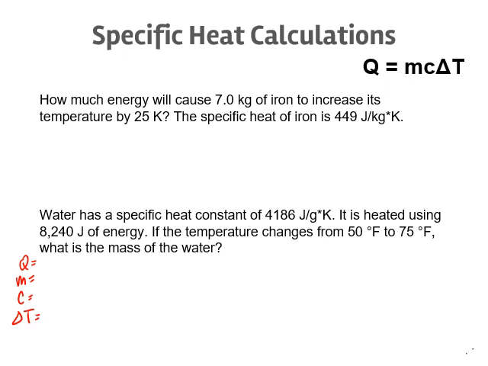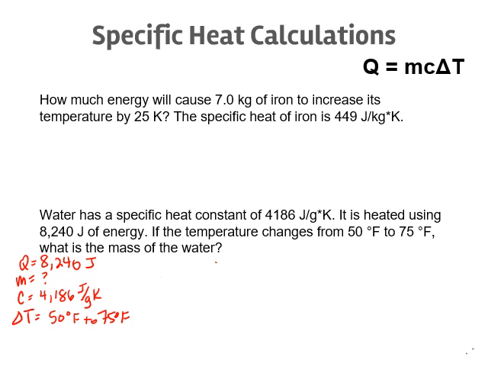We're asking, what is the mass of the water? So that's going to get the question mark. It gives us a specific heat capacity constant, 4,186 joules per gram Kelvin. We're given an energy value, 8,240 joules. And lastly, we're given a temperature change of 50 degrees Fahrenheit to 75 degrees Fahrenheit.